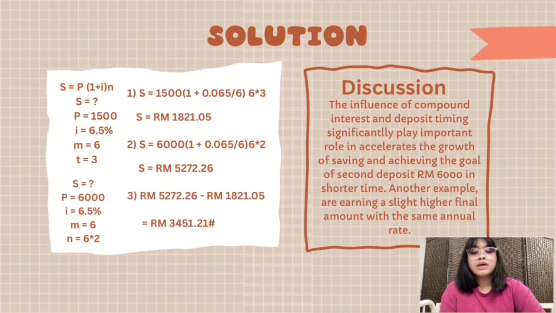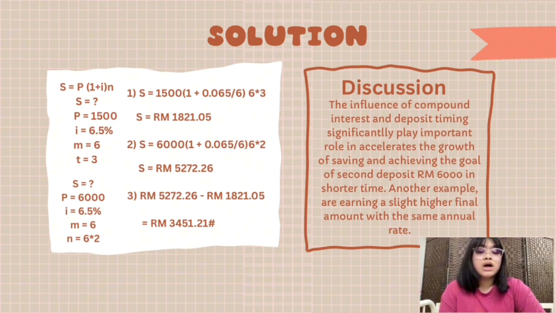And we find the final amount by taking 5,272 ringgit 0.26 cents minus RM1,821.05, which is equal to RM3,451.21 for the second deposit, which is the final answer.